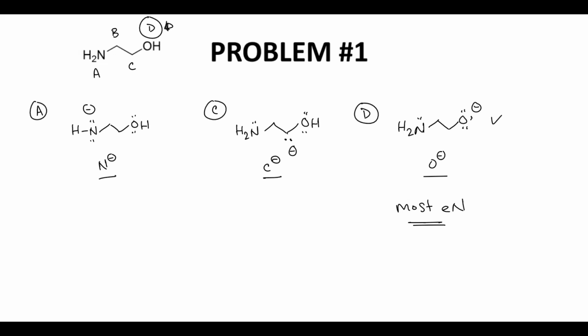Now, one thing I want to bring up: C has something going for it. There is an inductive effect. That oxygen would help stabilize that C minus, but let's not get carried away. It's still a C minus. It's still really unstable. So you can make this super unstable thing a little bit less unstable, but the C is far worse than A, which is the N minus, and way, way, way worse than the O minus. So there's our first problem.